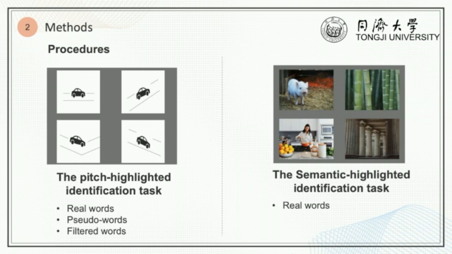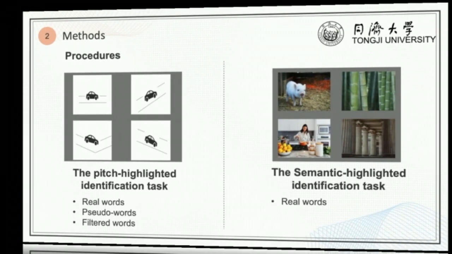However, in the semantic highlighted identification task, the sound stimuli were only real words. And the image stimulus, for example, 竹, can represent the meaning of pig, bamboo, boil, and pillar with different tones. Participants were required to stare at the corresponding picture, matching the lexical meaning of the sound stimulus. The two tasks were counterbalanced among subjects.